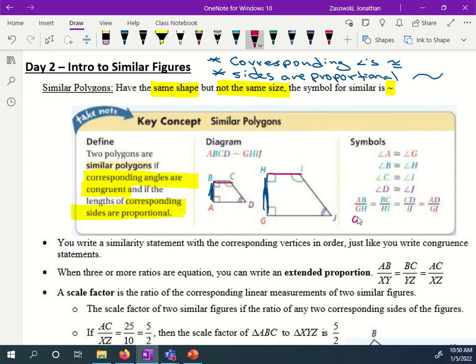So GH over AB is also the same as HI over BC, which is also the same as IJ over CD, which is also the same as GJ over AD. So even if you did the reciprocals of these, you'll still get the same number. Does that make sense to you guys? We're good with that? We talked about those scale factors yesterday. That's all we're doing here. Okay.